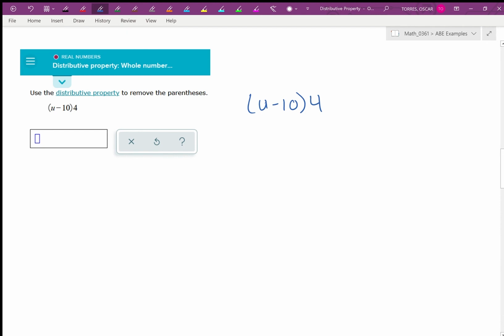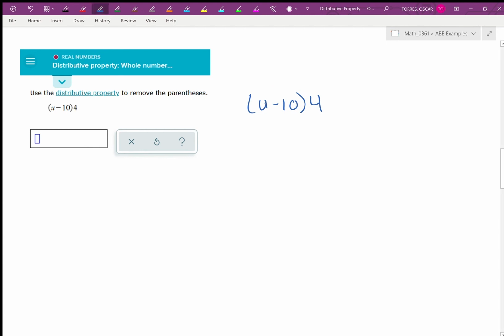So what we can do is, we can think of it two ways. We can either multiply the 4 out to the u and 4 times negative 10, or we can do it the other way with u times 4 and then negative 10 times 4. Regardless of which method you follow, you'll get the same answer.